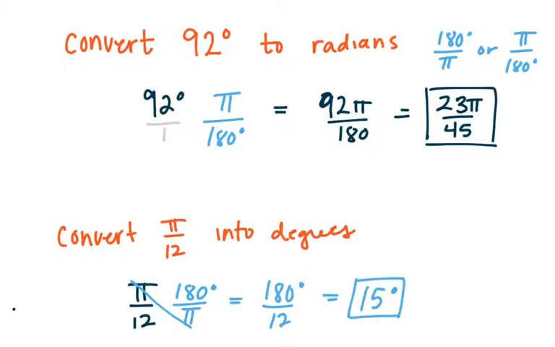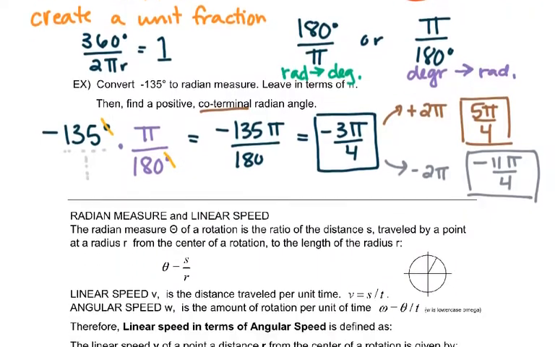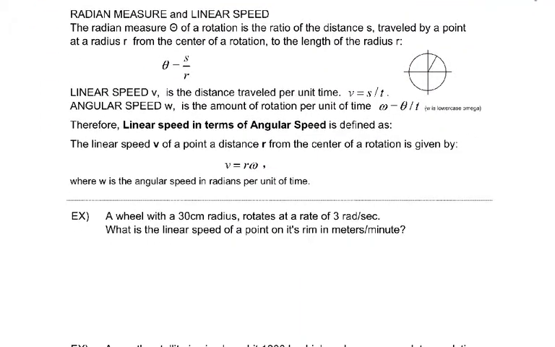All right, so I hope that clears it up for you a little bit better about how to convert between radian and degree measure. You're always going to be multiplying by one or the other of these two unit fractions. All right, so let's go back and talk about radian measure as well as linear speed, because that's going to lead us into actually using our unit circle.